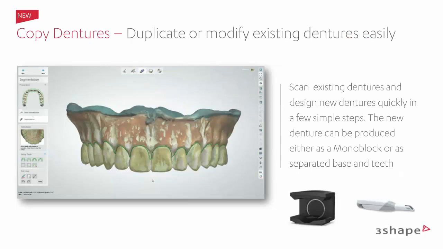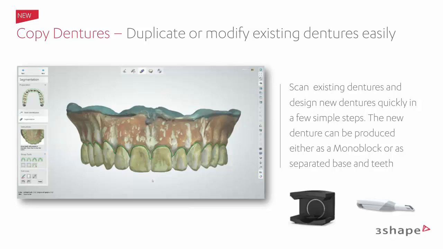And the big feature that we are releasing in 19.3 is the copy denture workflow. We've got a lot of positive feedback on this. We announced this at IDDS in Atlanta, and we showcased that. This workflow is about when a patient comes in with an existing denture, which is, I believe, more than 50% of the cases. You do a realignment of the existing denture, and you can scan this denture in a very easy way, scan the upper and the lower, and then you can output either a monoblock or separated base and teeth.